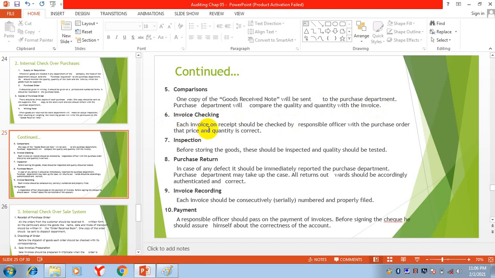Invoice checking: each invoice or receipt should be checked by a responsible officer with the purchase order, to see that price and quality are correct. The purchase order will be matched with the invoice, and we will check whether the price and quantity are correct or not.